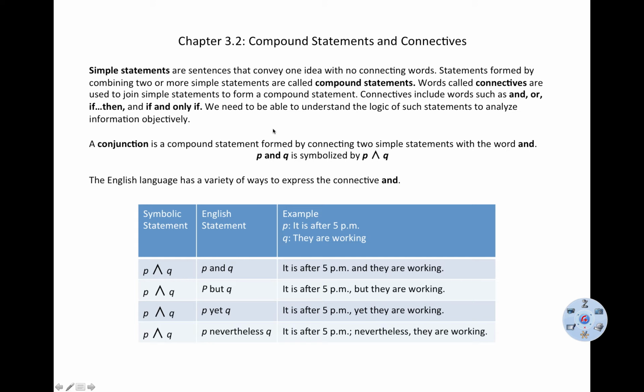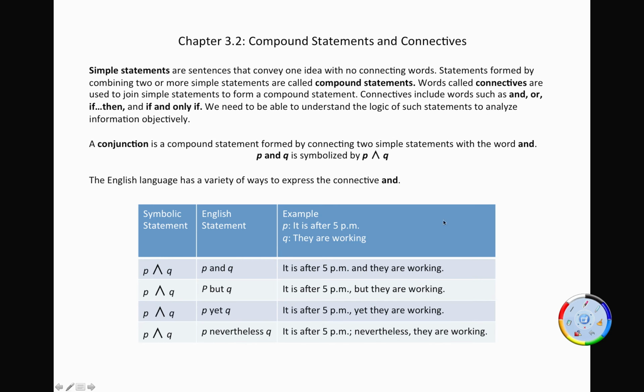Connectives include words such as and, or, if then, and if and only if. We need to be able to understand the logic of such statements to analyze information correctly. A conjunction is a compound statement formed by connecting two simple statements with the word and. Okay? Then it's symbolized like this. That's the and symbol for logic. Notice it's very similar to the and symbol for set notation.